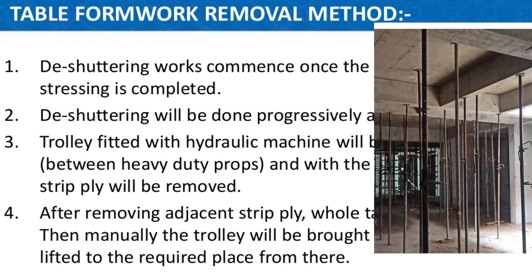Lifeline for the table formwork will be placed below the table mold between heavy duty props, and with the help of racking and bar adjustment, the strip ply will be removed. And after removing the adjacent strip ply, the whole table mold rests on a trolley, then manually the trolley will be brought to the range of the tower crane and lifted to the required place from there. So these are the deshuttering removal methods.